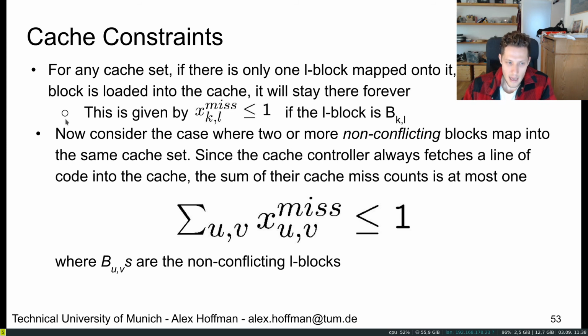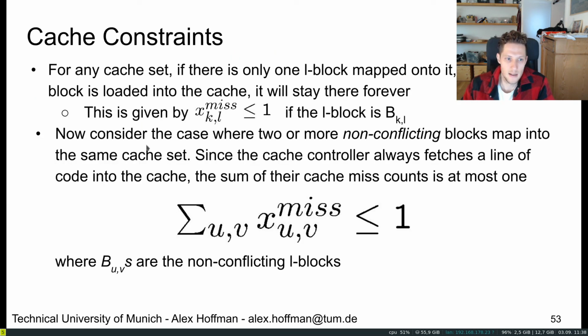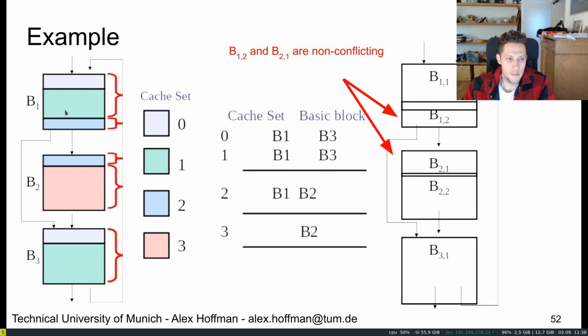Now, similarly, when we look at these two cache groups here, this dark blue and dark blue, they're both getting mapped into the same cache set, but they're non-conflicting. So consider the case where 2 or more non-conflicting blocks map onto the same cache set. Since the cache controller always fetches a line of code into the cache, the sum of their cache miss counts is at most 1. So it's saying that the sum of these misses is at most 1, because if this guy is missing, then this guy will hit, right?